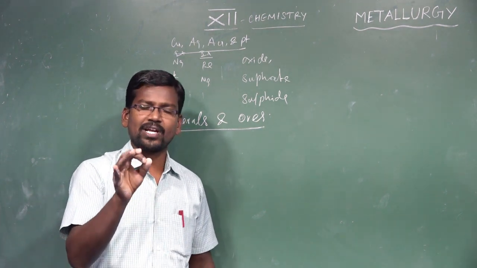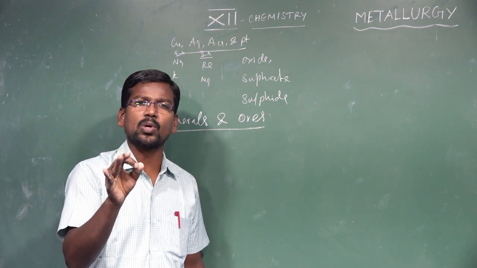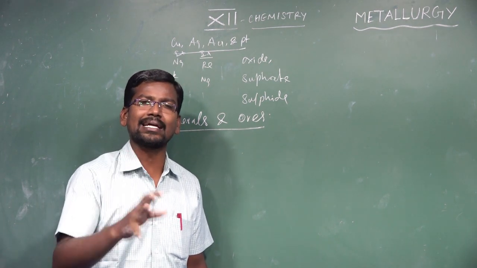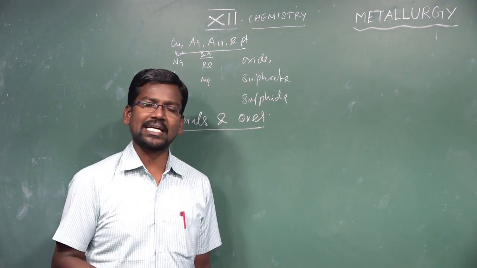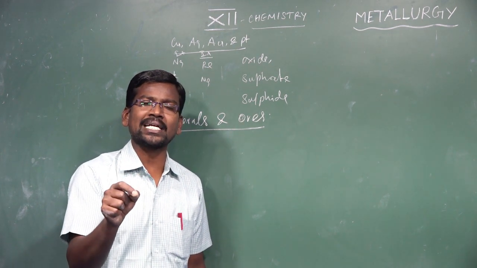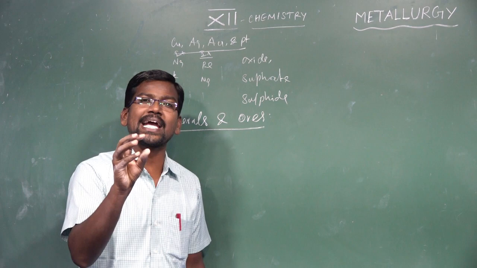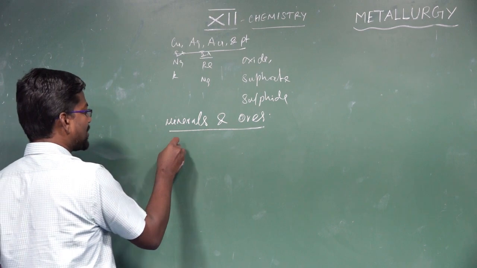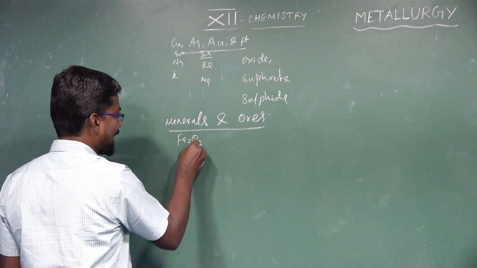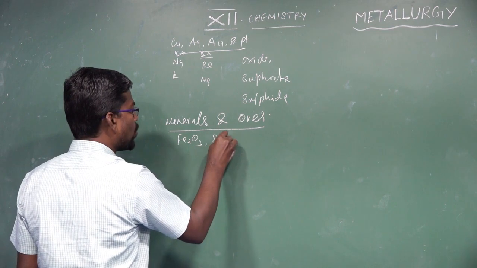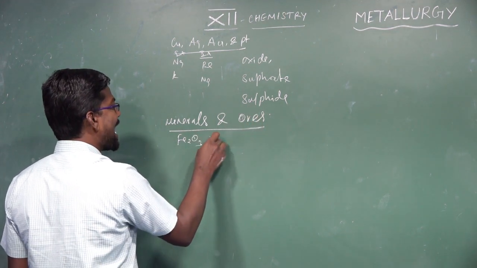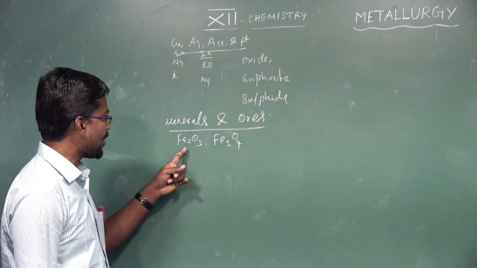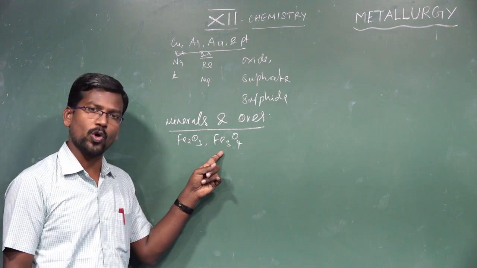For example, iron metal occurs in around 800 minerals. Among the 800 minerals, hematite and magnetite ores contain the maximum amount of iron metal. What is the formula of hematite? Fe2O3 is hematite. Tin stone is SnO2. Hematite is Fe2O3, magnetite is Fe3O4.